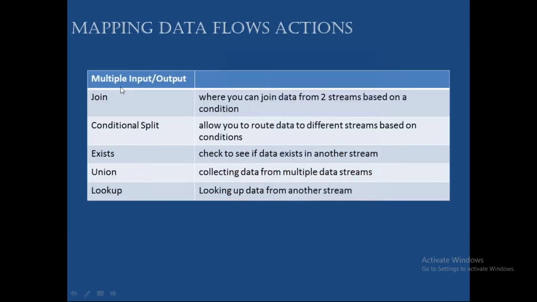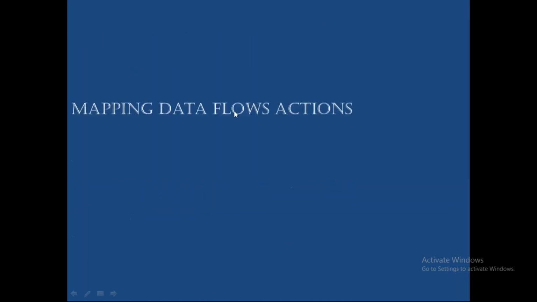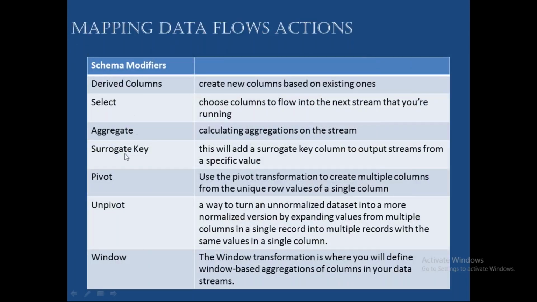So in mapping data flow actions we have all these things, but we are going to talk about join. Join takes multiple inputs; you can join data from two streams based on a condition. We are going to talk about joins. Next, other things we will see.